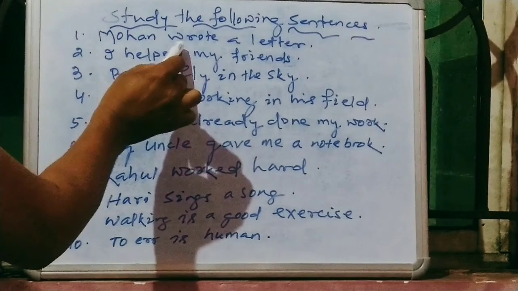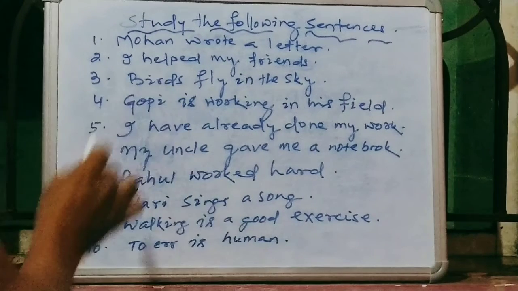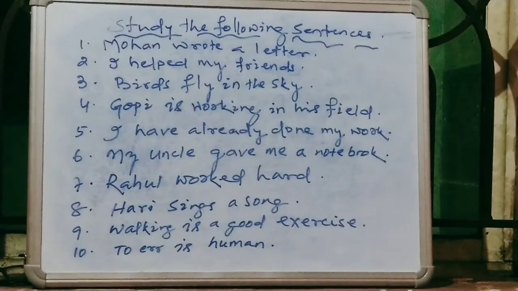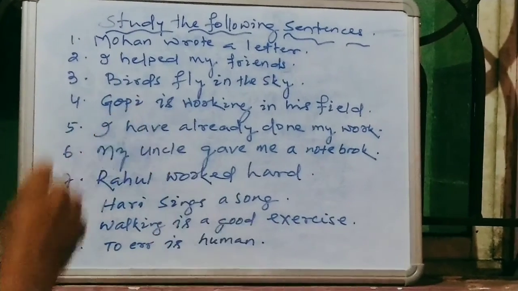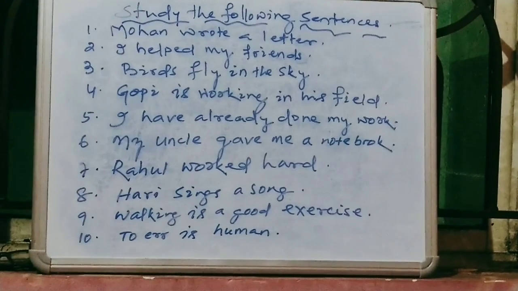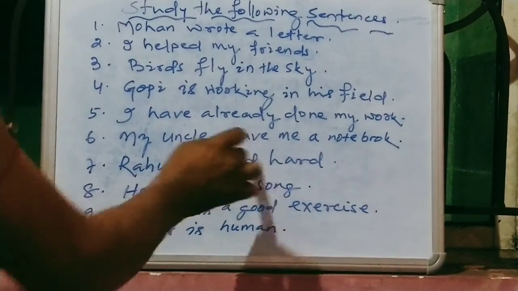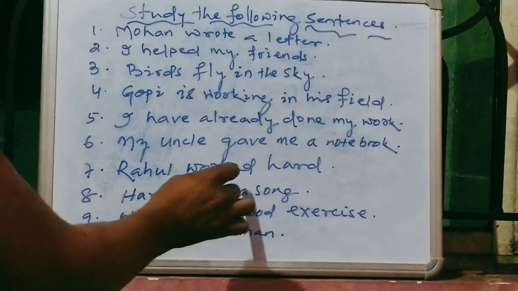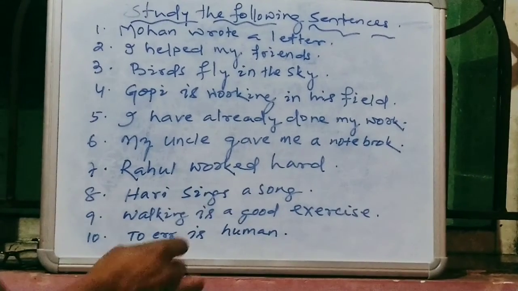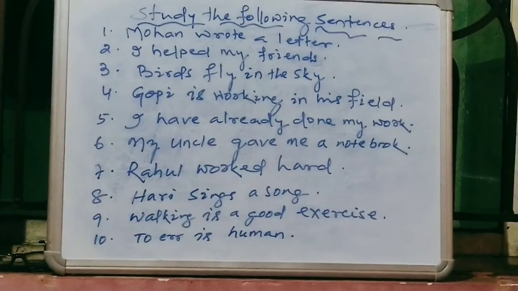In the first sentence, wrote is the finite verb. In the second, heard is the finite verb. In the third, fly is the finite verb. Then is is the finite verb. In fifth sentence, have is the finite verb. My uncle gave is the finite verb, and worked is the finite verb. Sings is the finite verb. Is is the finite verb, and last one is also the finite verb.